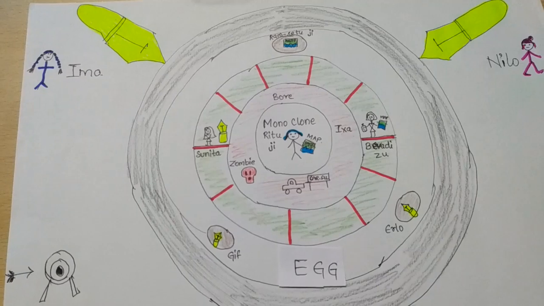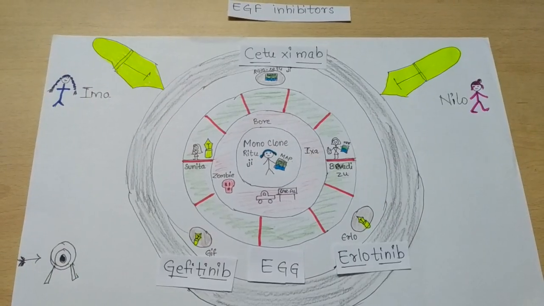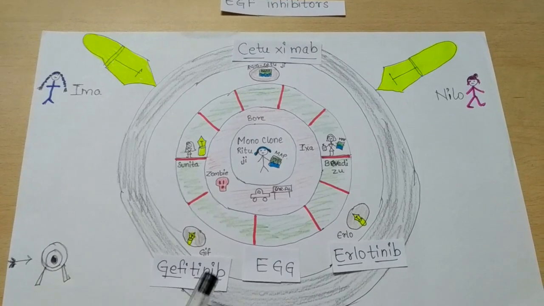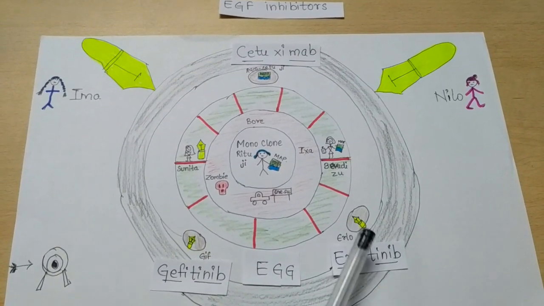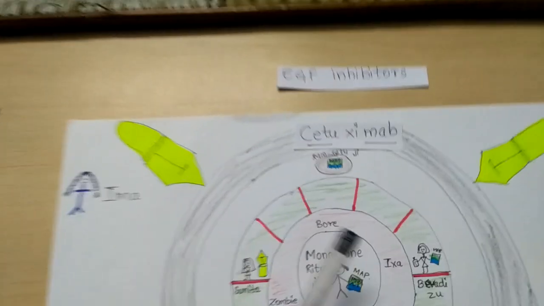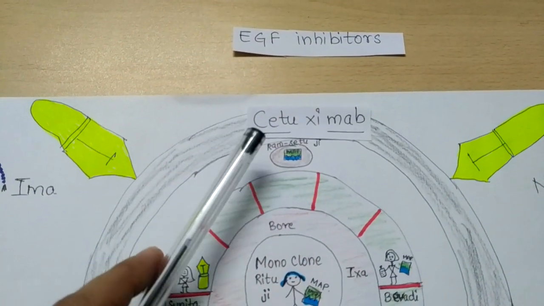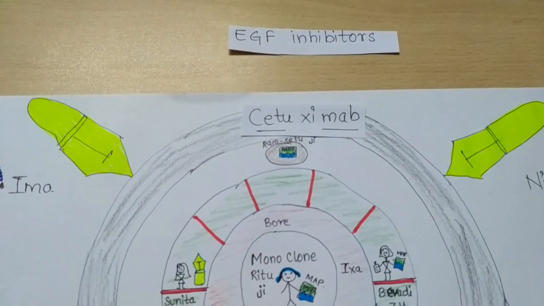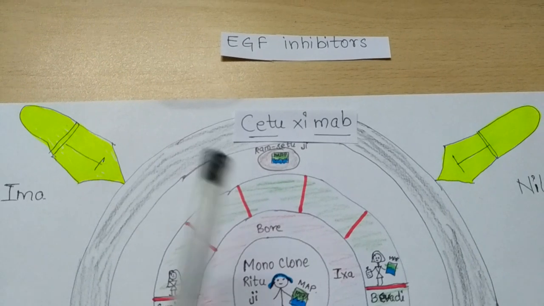So the drugs are: Jeffy with a nib on it will give us the drug Gefitinib. Arlo with a nib will give us the drug Erlotinib. And this is the Ram Setu map, Ram Setu G. G we use in Hindi for respect. So Ram Setu G map.